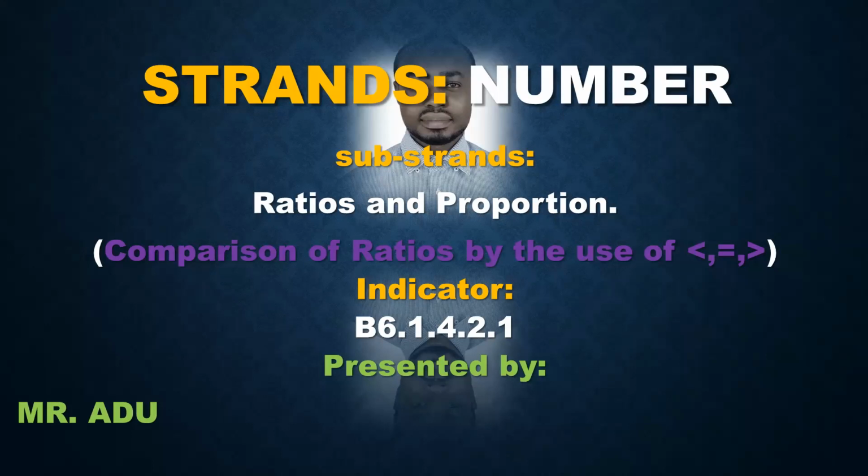Strand 1, substrand 4, content standard 2, indicator 1. So, how to compare ratios by using less than, equal to, and greater than. Good. Let's proceed.